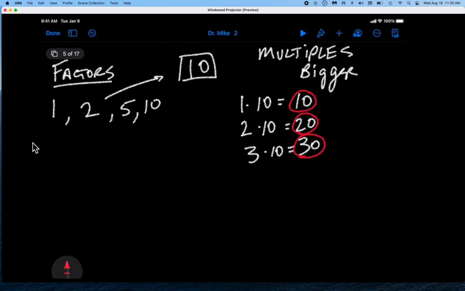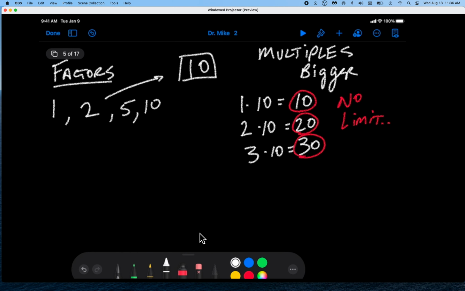Now notice, unlike the factors where there's a finite number of them, meaning there's only 4 factors, with multiples, you could go on and on and on forever. There is no limit to the number of multiples. We could go 4 times 10. Okay.